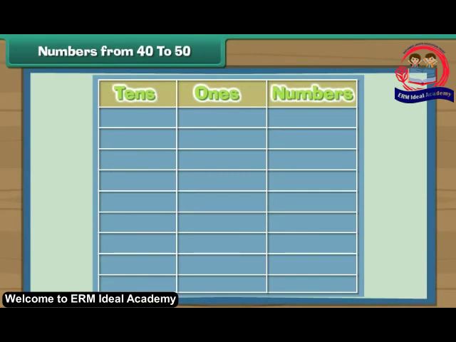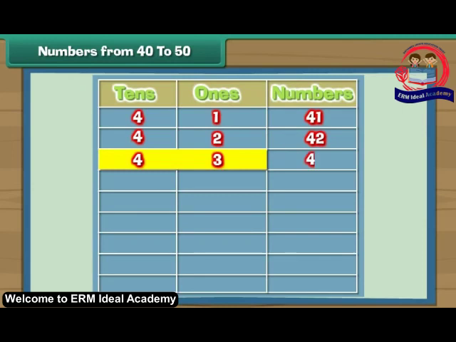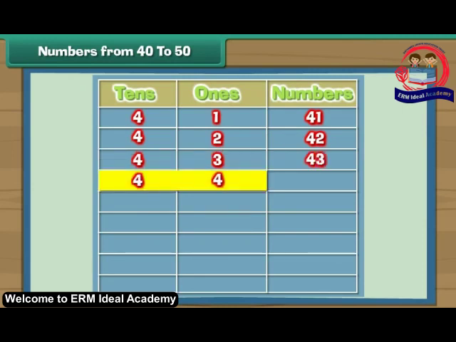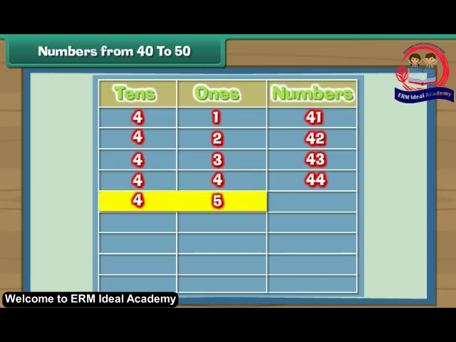Numbers from 40 to 50. Let us now complete this table. 4 tens and 1 give the number 41. 4 tens and 2 give 42. 4 tens and 3 give 43. 4 tens and 4 give 44. 4 tens and 5 is 45.